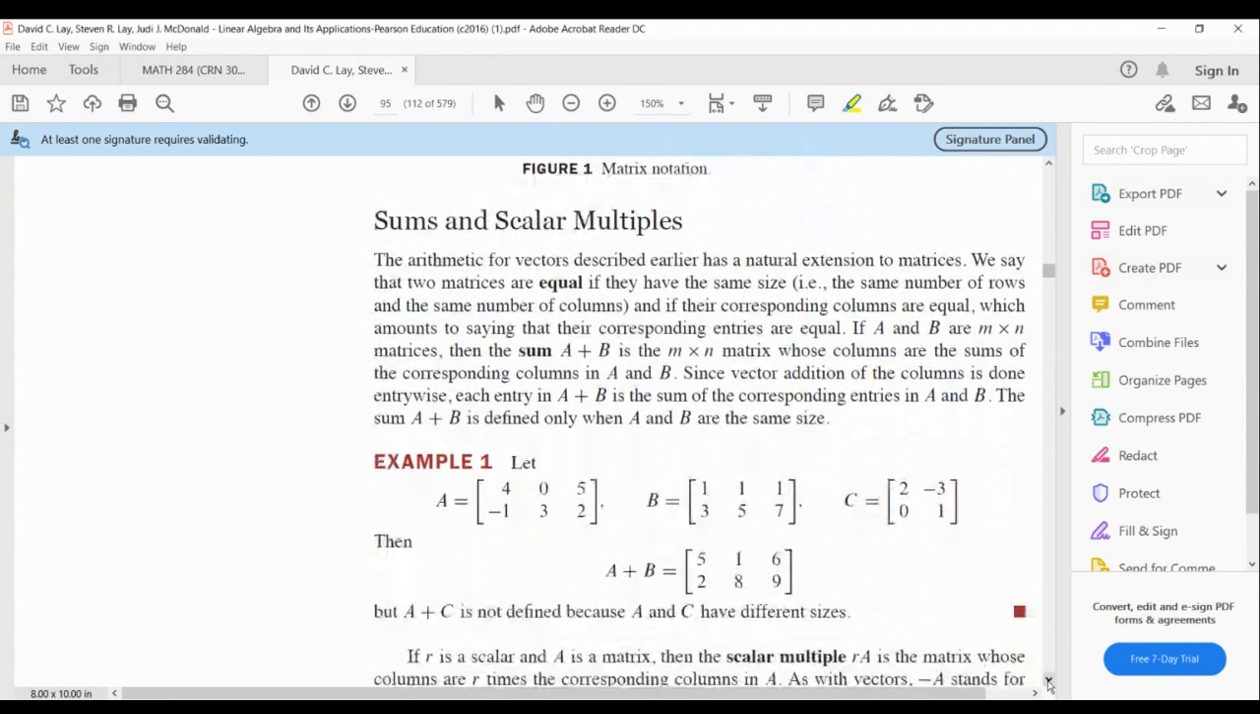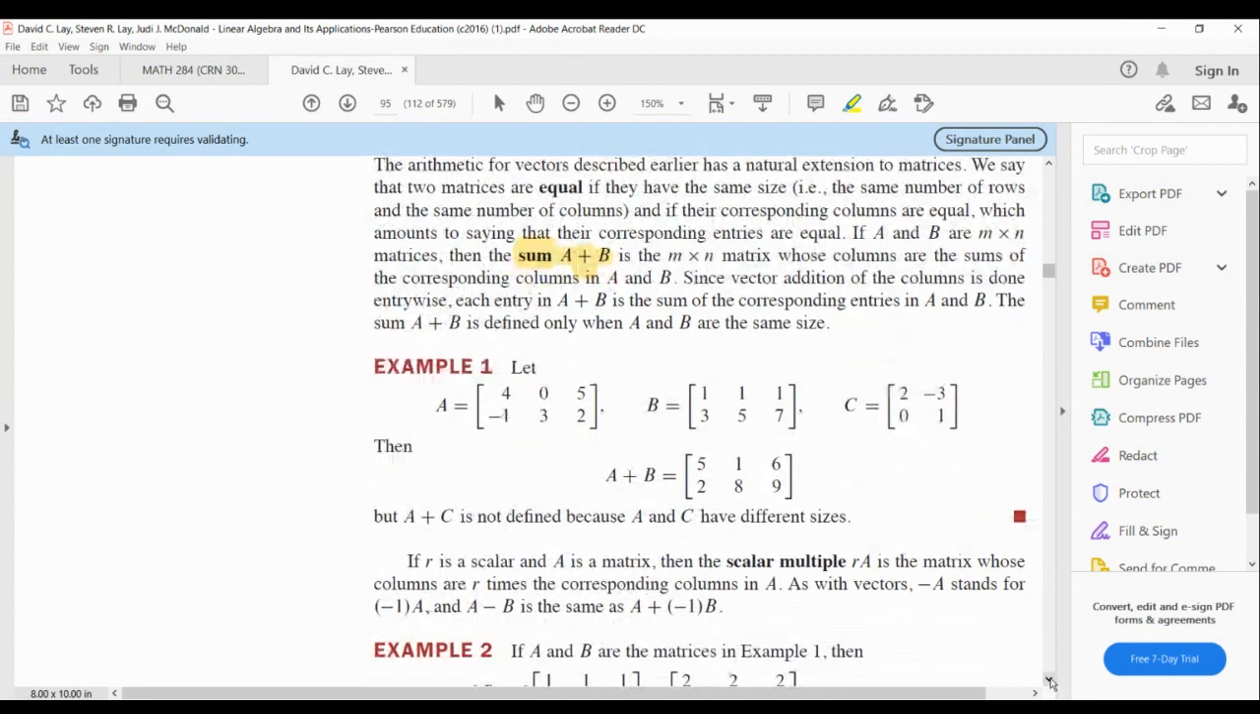So now we talk about sums of matrices and scalar multiples of matrices. For instance, in example 1 here, you have a matrix A and a matrix B and a matrix C. The matrix A and the matrix B have 2 rows and 3 columns. So that allows you to add those 2 matrices. If the 2 matrices are the same size, you can add them.